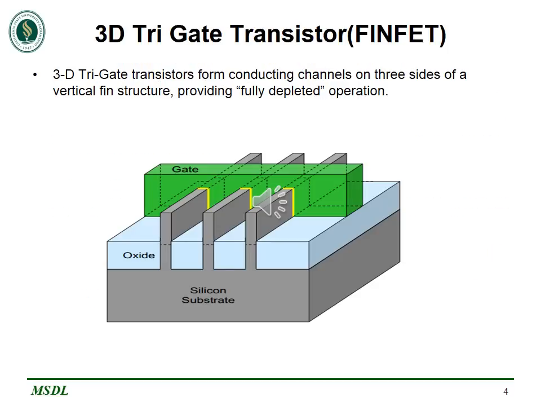Now let's have a look at the 3D tri-gate transistor. The base part of RealSense 3D technology covers 3D tri-gate transistors. So basically, 3D tri-gate transistors form conducting channels on three sides of a vertical fin structure, providing fully depleted operation.